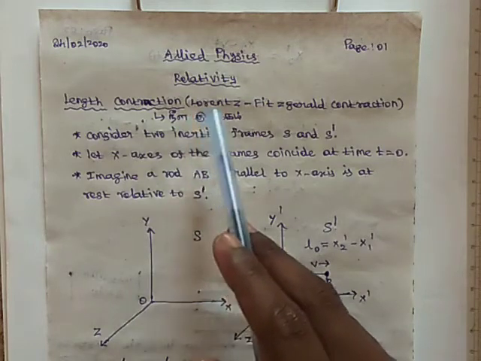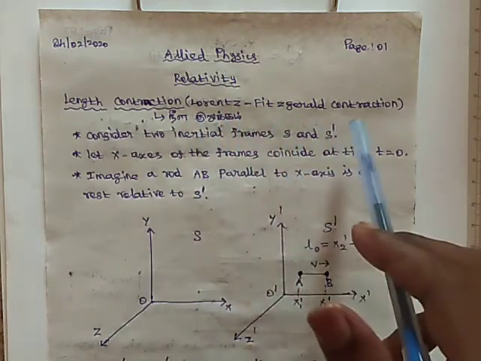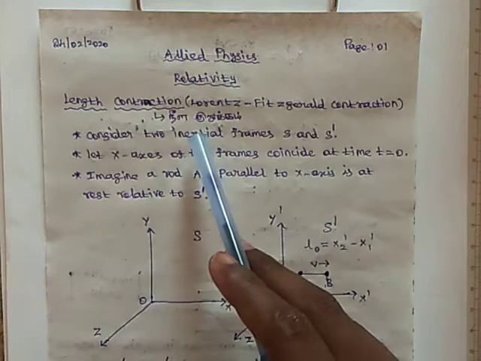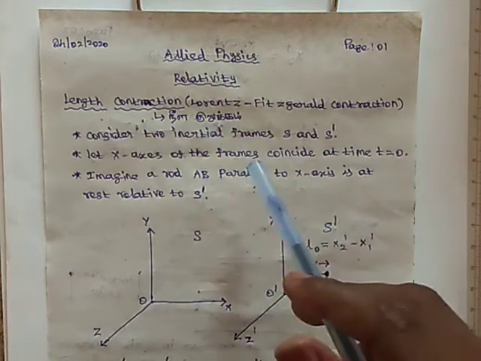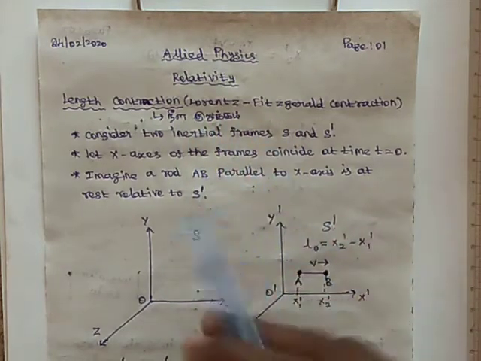In the unit of relativity, we are going to see length contraction in this video. Length contraction is also known as Lorentz-Fitzgerald contraction. In Tamil, it is termed as Neelakurukam. We studied it in our schooling itself.